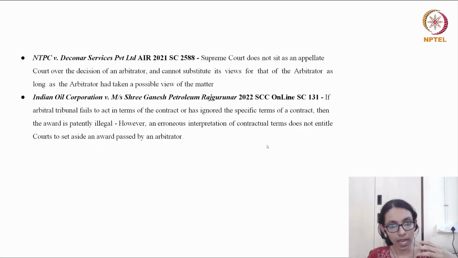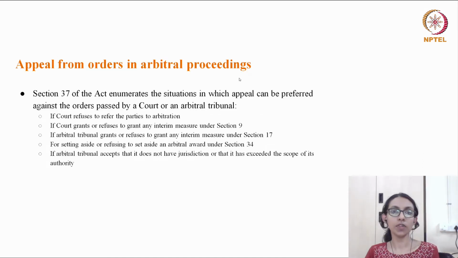However, if the arbitral tribunal has, say for instance, failed to adhere to the terms of the contract or has ignored the specific terms of a contract, then the award rendered is amenable to a challenge on the ground of patent illegality. However, the sole fact that a different point of view could have been taken by the arbitrator or an alternative interpretation could have been preferred by the arbitrator, that will not be a ground for challenging an arbitral award before the ordinary courts in India. Appeals can also be preferred from the orders that are passed during the course of arbitral proceedings.